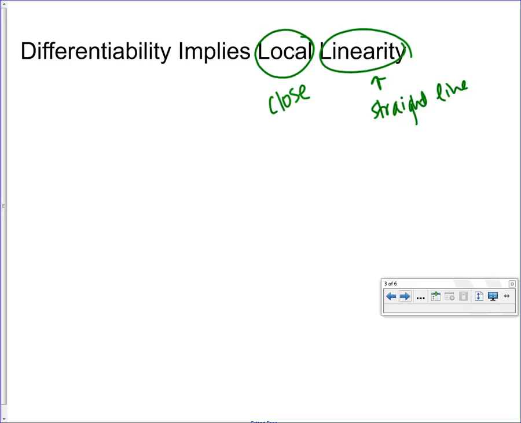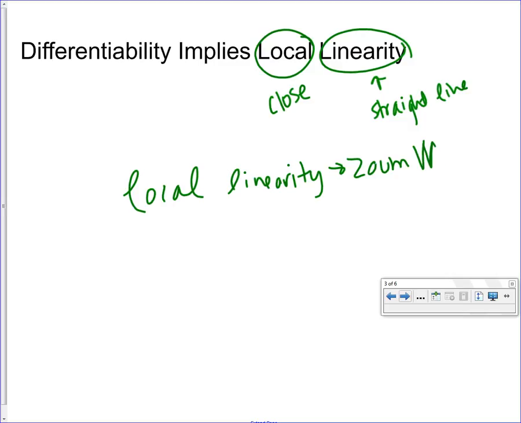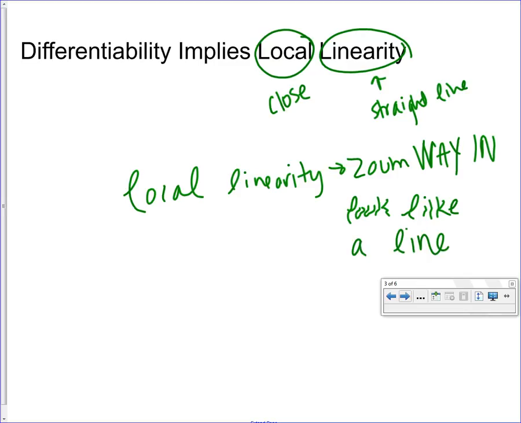Local linearity means that if you zoom way in, your graph will eventually look like a line. It won't be a perfectly straight line, but it'll look like a line. That's supposed to say "like a line." Okay, unlike my writing. Your graph is going to look like a line.